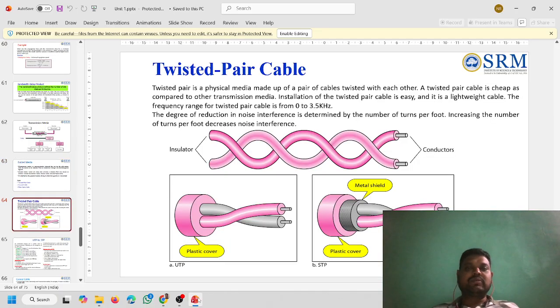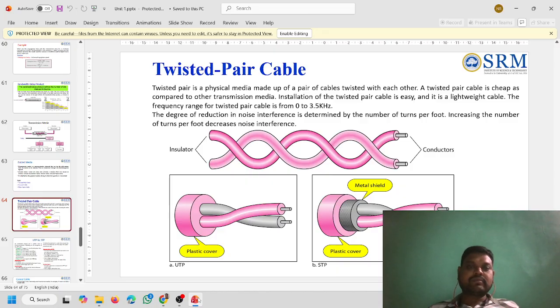We'll discuss twisted pair cable first. Twisted pair cable, as the name tells you, means the cables are twisted intentionally with each other. There is a pair of cables, and both cables are twisted with each other purposefully at an angle. It is twisted to reduce the electrical loss of the signals.